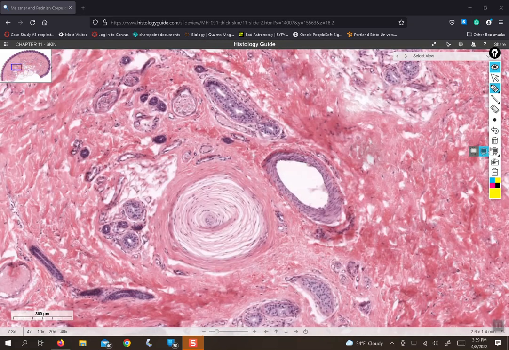So you can see it looks like an onion. If you cut like a red onion in half, it looks like a cut onion. So this is a Pacinian corpuscle. And this is a sensory structure that allows, again, detection of deep pressure and vibration. So that's a Pacinian corpuscle. Very conspicuous, very obviously not a gland or a duct because there's no lumen. It's just this sort of multi-layered onion skin looking structure that's deep in the dermis.